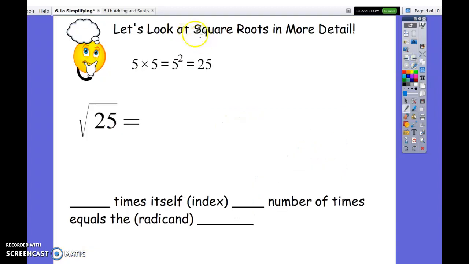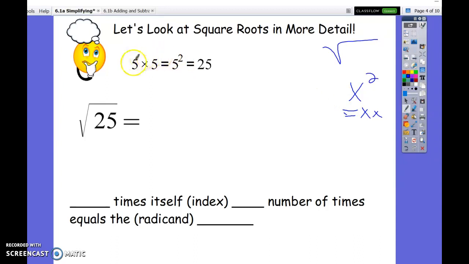So let's take a closer look at square roots. Anytime you have a radical like this where it doesn't specify the index number, it's always going to be a square root. That's the most common. When we were talking about exponents, we said x squared, which was saying x times itself. So the square root is talking about taking something multiplied by itself.